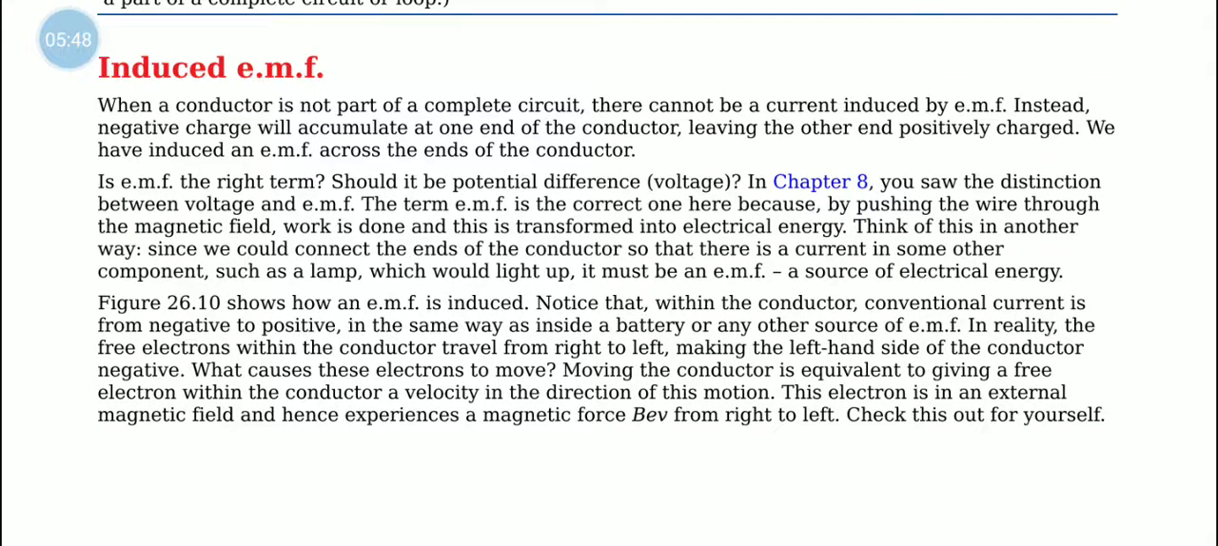So now let's learn a little bit more about the induced EMF. If the conductor is not part of a complete circuit, we can't have a current flowing due to the EMF, but still, there will be an EMF. As a result, negative charge accumulates at one end of the conductor, so the other end becomes positively charged. So there is an EMF induced across the ends of the conductor.